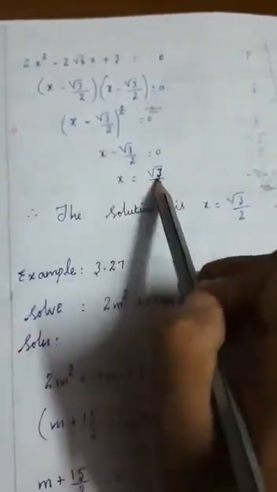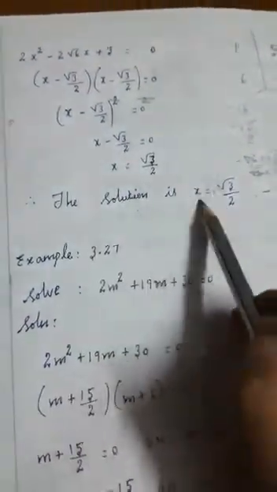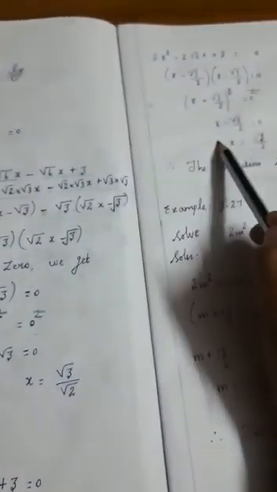Now, did you get the x value or not? Therefore the solution is x is equal to root 3 by root 2. Keep it in your mind. Using the factorization method, you can do it in 2 ways. Which is easier to do, splitting the middle term or this method? Anyway, you can do either one. Okay, so thank you.